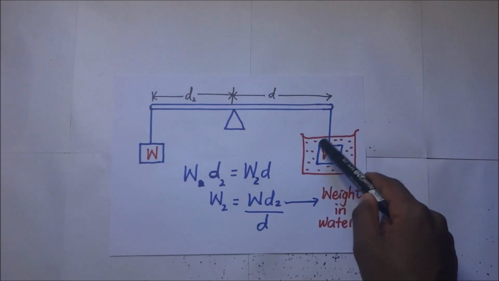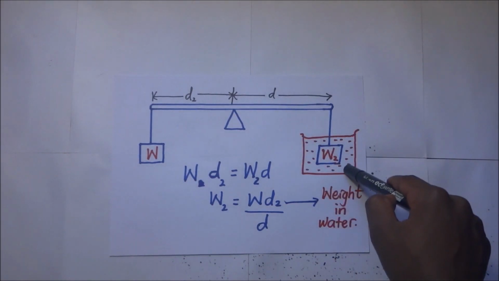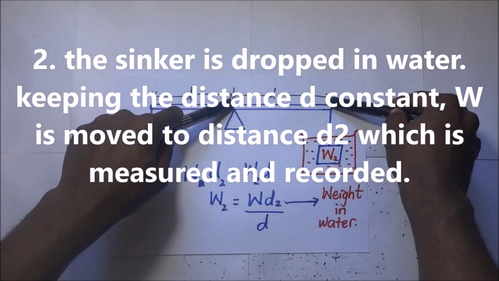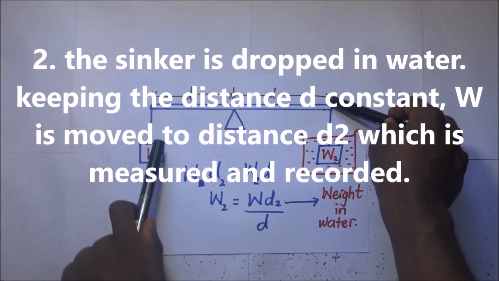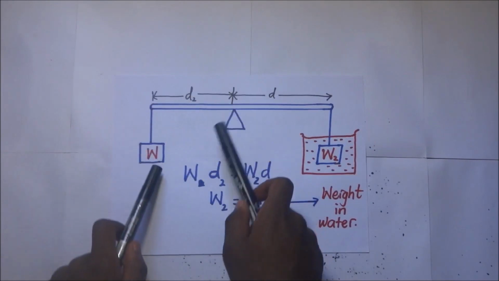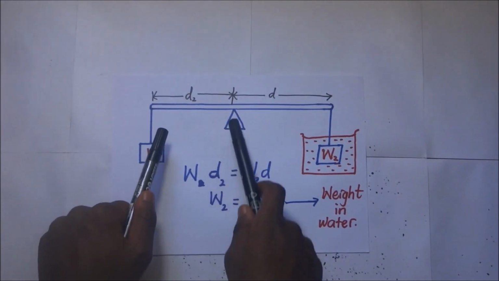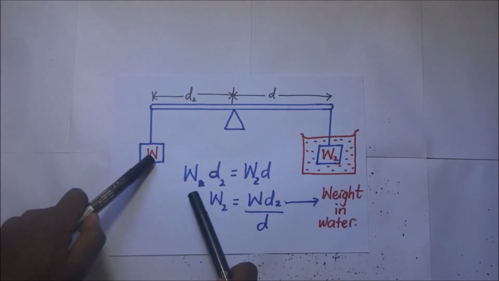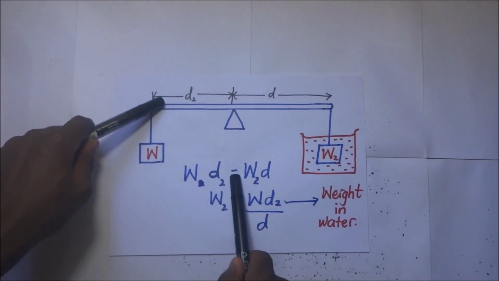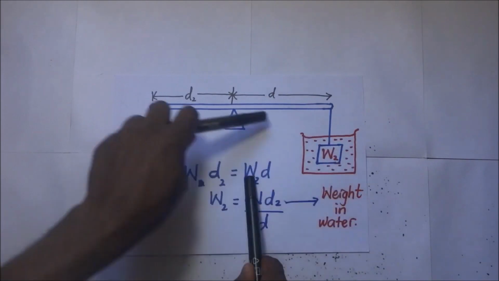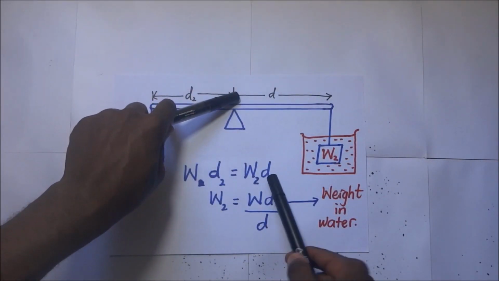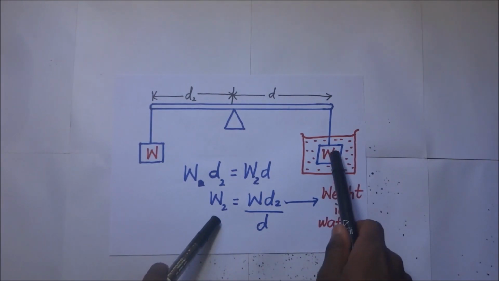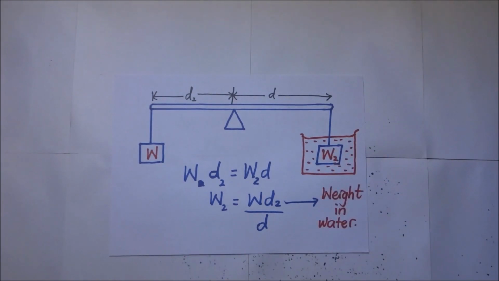Drop this sinker in water, and when we get this sinker in water, we keep this distance D constant, and then we only adjust the distance D2, the distance between the fulcrum and the known weight. Then afterwards we take moments. W times D2 is going to be equal to W2 times the constant distance D. And then we go ahead and find W2, the weight of this sinker when it is dipped in water.